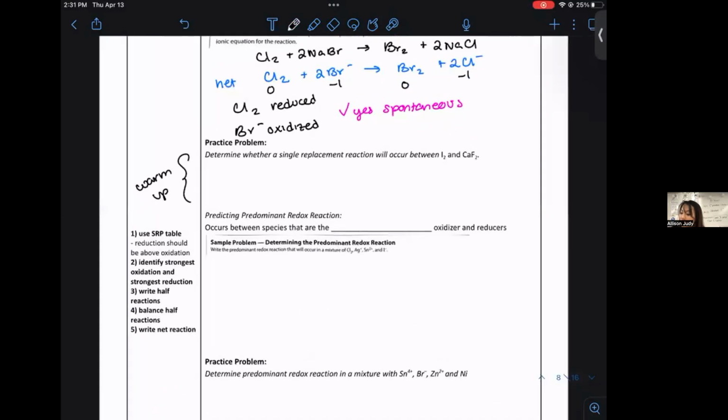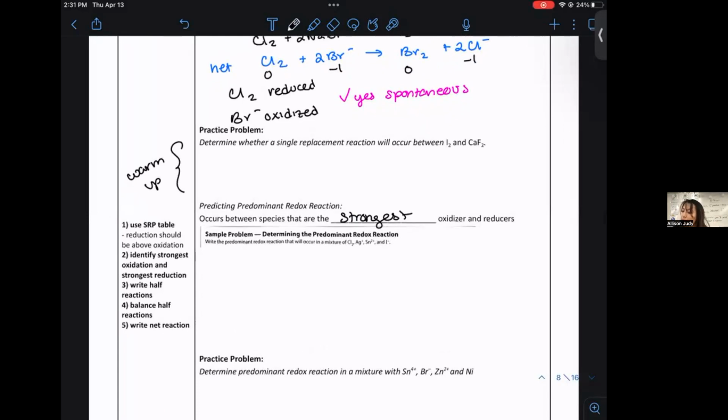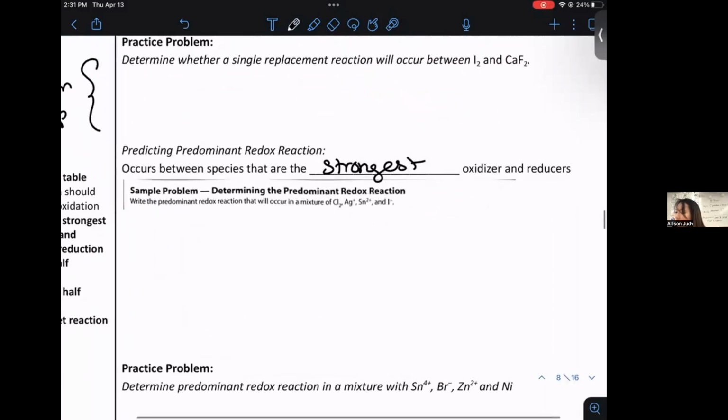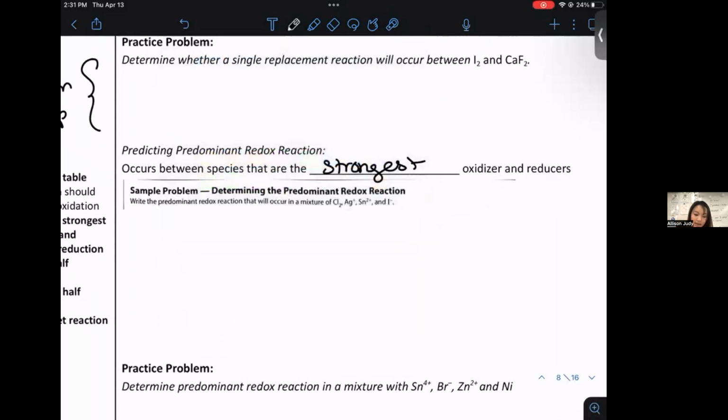So what we say is that it occurs between the species that are the strongest oxidizers and reducers, kind of like acids. It's the strongest pair that works, that we say is the predominant one. So we'd be given a bunch of ions: Cl2, Ag plus, Sn2 plus, and I minus.